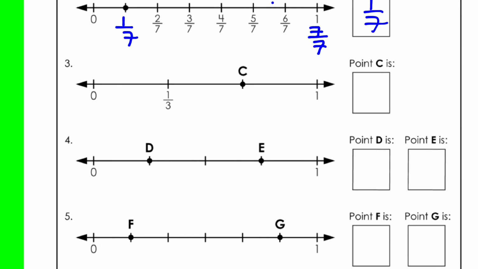Now, number 3, we had the number line from 0 to 1 divided into 3 parts, 1/3, 2/3, 3/3. So the point at letter C is 2/3. And 1 whole, we could call 3 out of 3.